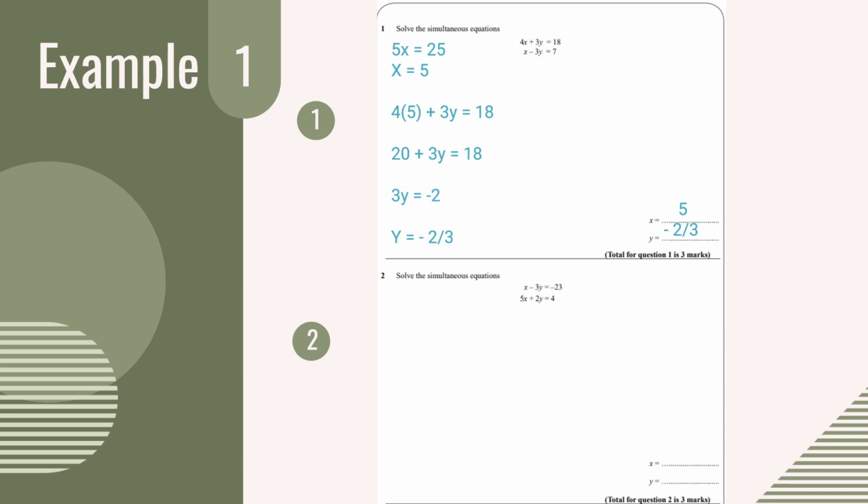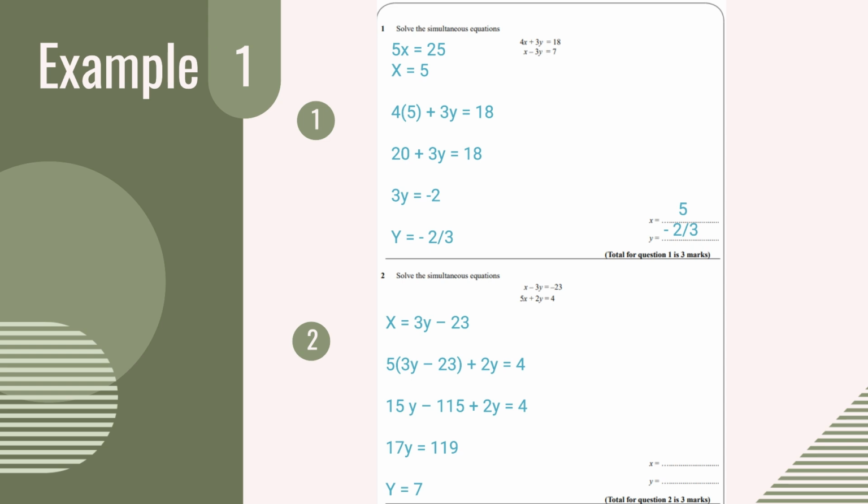Now in our second question, we have to solve the simultaneous equations x minus 3y equals minus 23 and 5x plus 2y equals 4. As we don't have a common variable, we're going to use the substitution method. So we get x on its own, which is 3y minus 23, and then we sub that into our other equation.